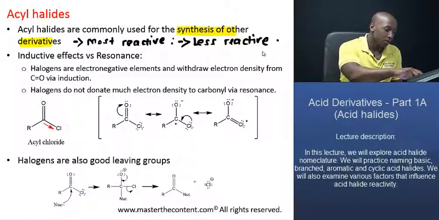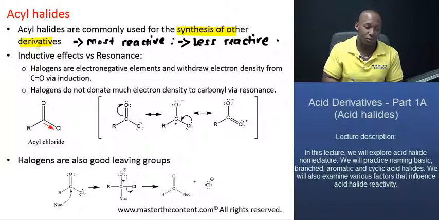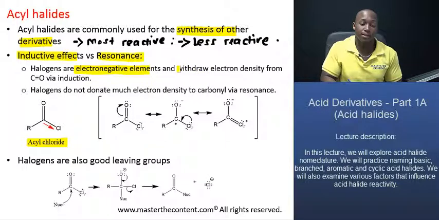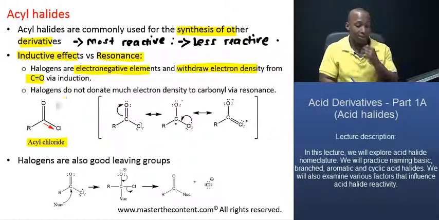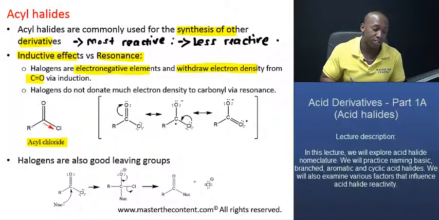Now, what I want us to do is briefly discuss why acyl halides are the most reactive members of this group. So we're going to look at inductive effects versus resonance. In an acyl chloride, for example, the halogen, which is chlorine, is a very electronegative element, and electronegative elements will tend to withdraw electron density from the carbonyl group via induction. The process by which they do so is called induction. Just to direct your attention to that generic acyl chloride on the screen, because chlorine is such an electronegative atom, it will pull or withdraw electron density away from the carbonyl carbon.